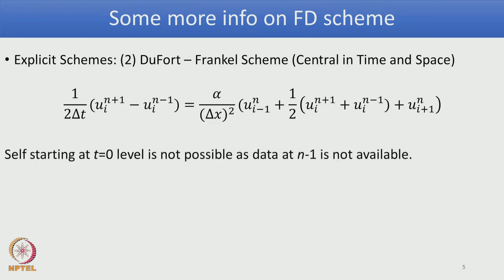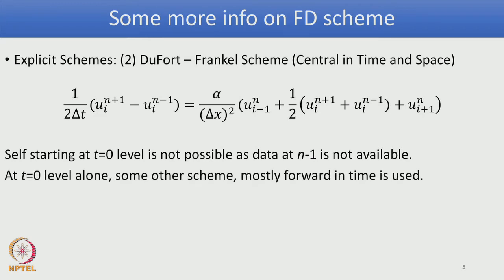So, for this particular scheme, the Dufort-Frankel scheme, self starting at time equal to 0 level is not possible, as data at n minus 1 level is not available. So, at time equal to 0 alone, we do the calculation based on any other scheme. Once that quantity is available, then you can switch to the Dufort-Frankel scheme.